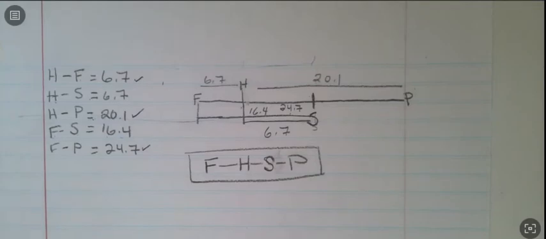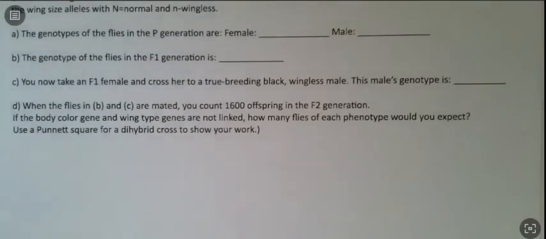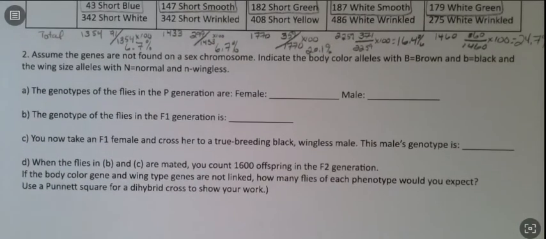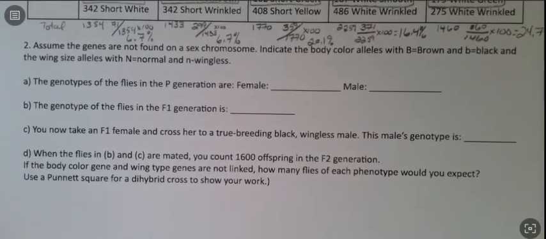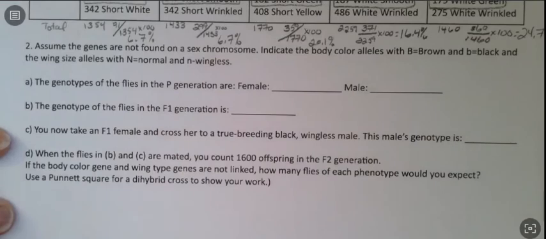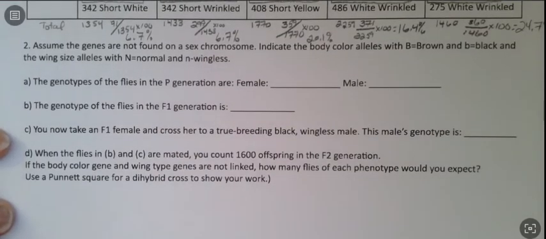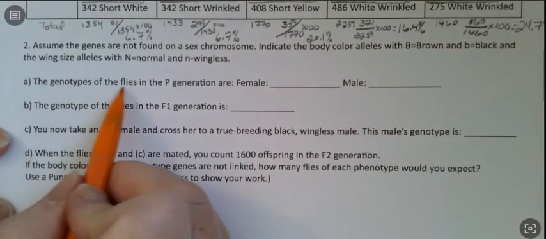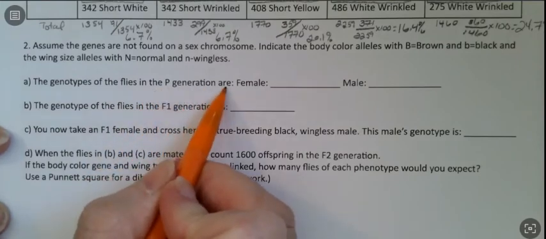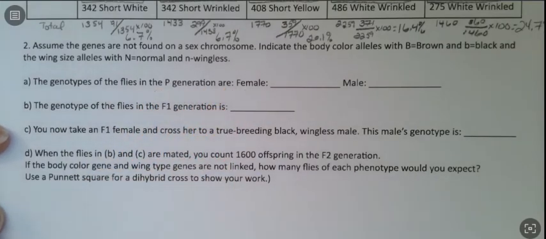Okay, now let's take a look at number 2. Assume the genes are not found on sex chromosomes. That means it's not on an X chromosome, so we don't have to worry about male versus female. Indicate the body color alleles for brown, black, and wing size for normal, wingless. So we're looking at fruit flies, and I know that because we have wings, and that's what we've been talking about. All right. The genotype of flies in the P generation are, so it says we're crossing.